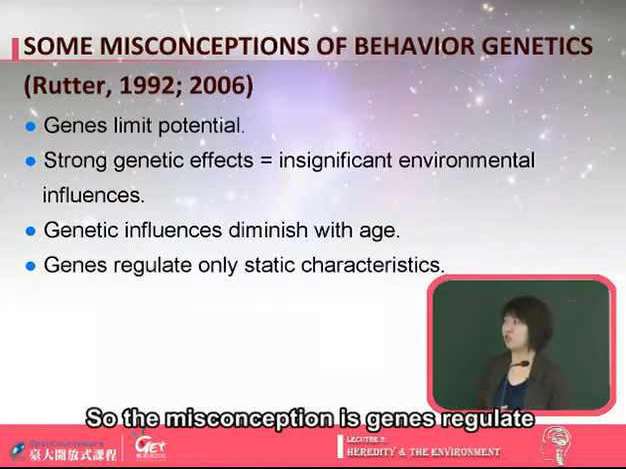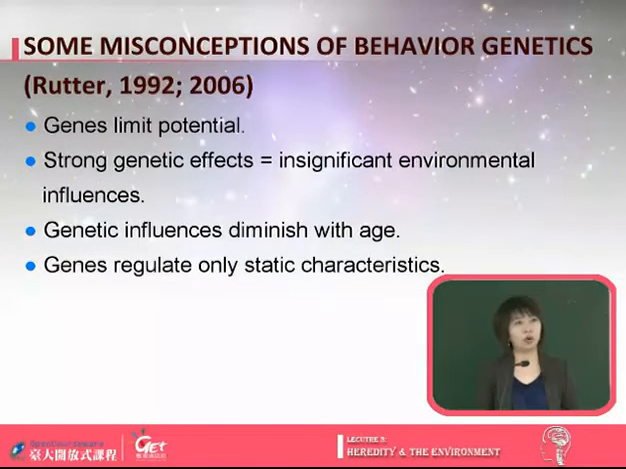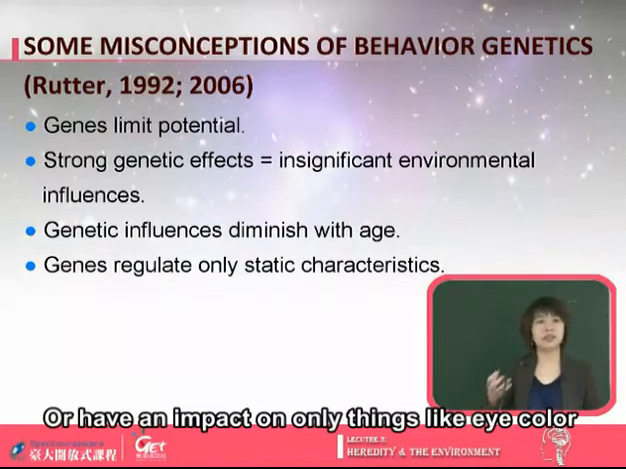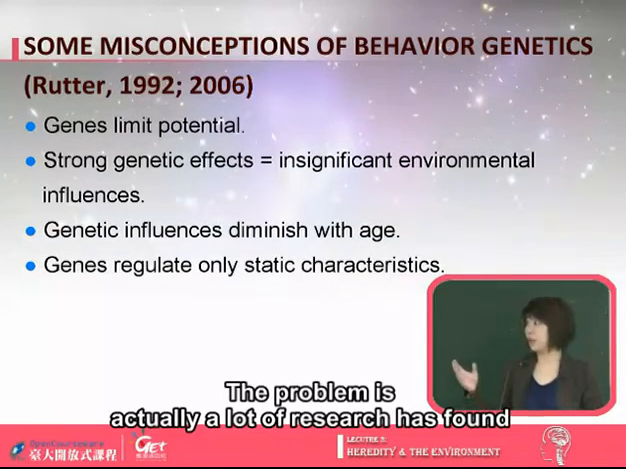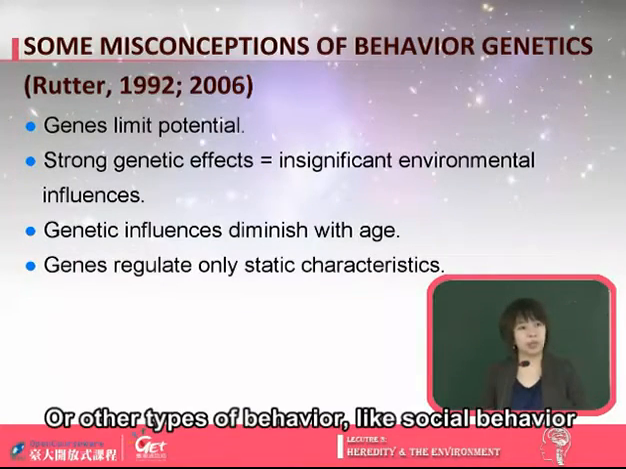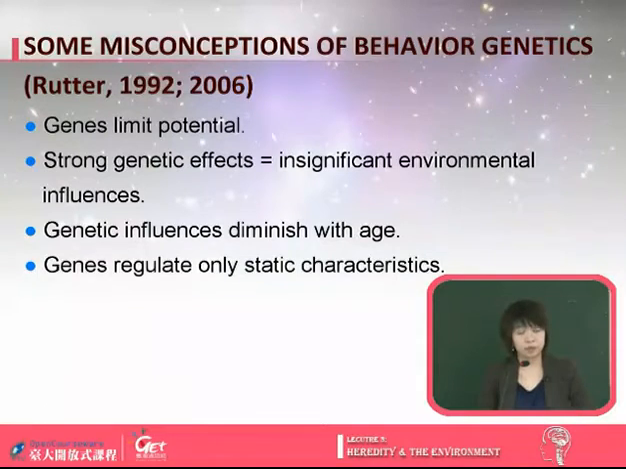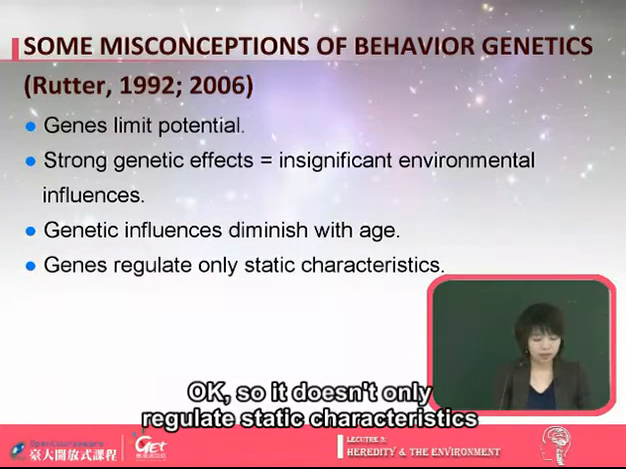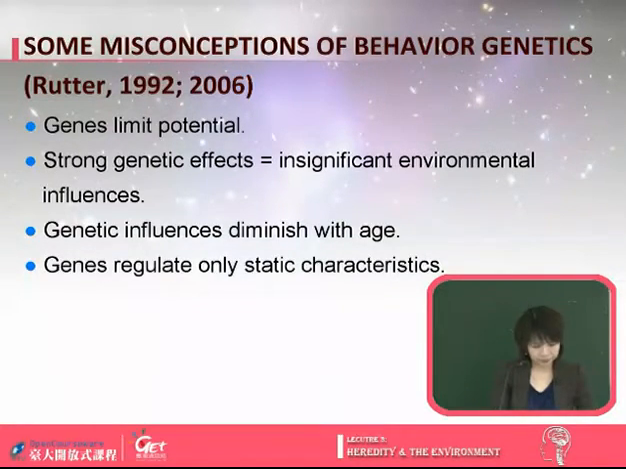So the misconception is genes regulate or have an impact on only things like eye color. The problem is actually a lot of research has found genes also regulate personality traits, for example, or other types of behavior like social behavior. Okay, so it doesn't only regulate static characteristics.